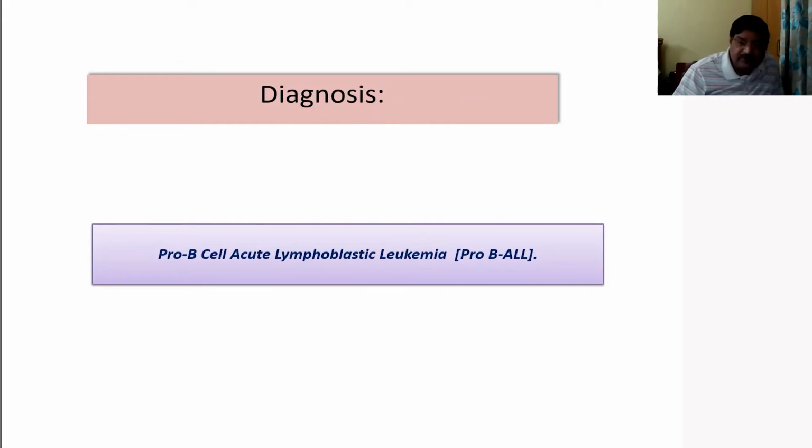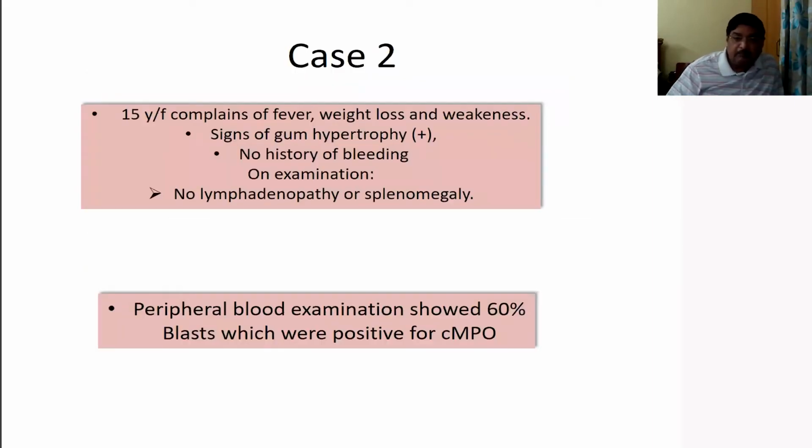And then patients are treated with standard protocols. But this is a morphologic and flow cytometric diagnosis. So to risk stratify, you have to do cytogenetic analysis and molecular genetic analysis. I will come to that later.